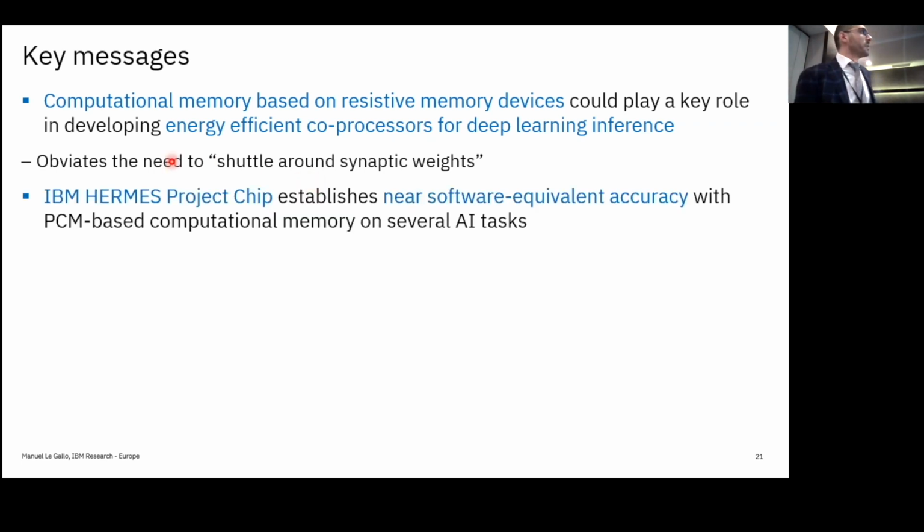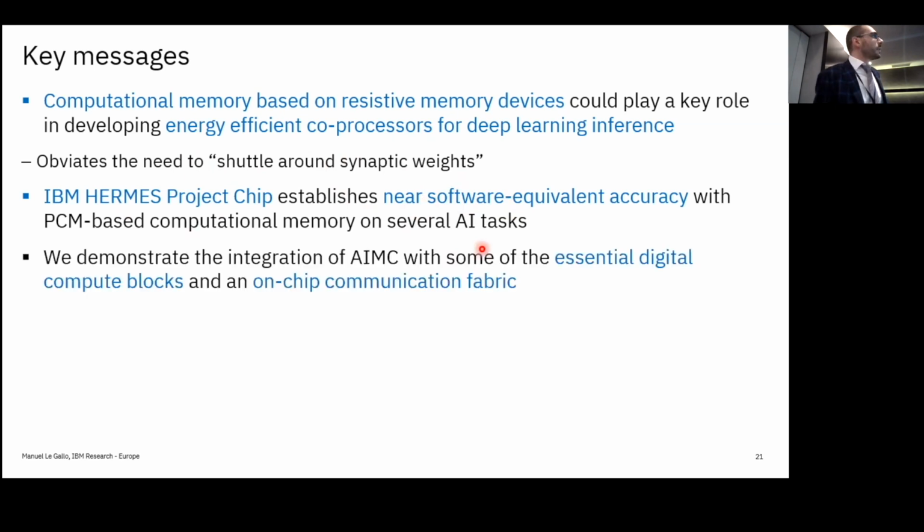I've presented this IBM Hermes project chip that could establish near software-equivalent accuracy with PCM on several AI tasks. We also went beyond most of the other demonstrations that were just at the macro level, and actually demonstrated the integration of analog in-memory computing with some of the essential digital compute blocks, like affine scale blocks, activation blocks, and also the on-chip communication fabric.